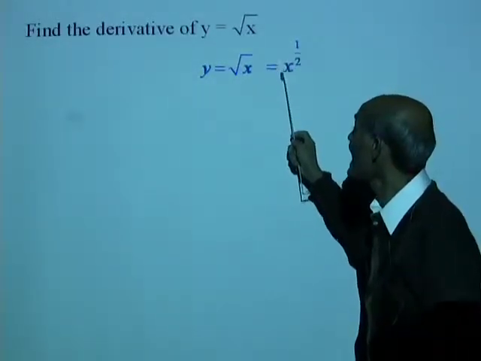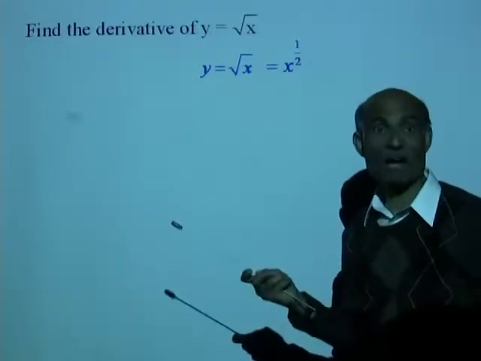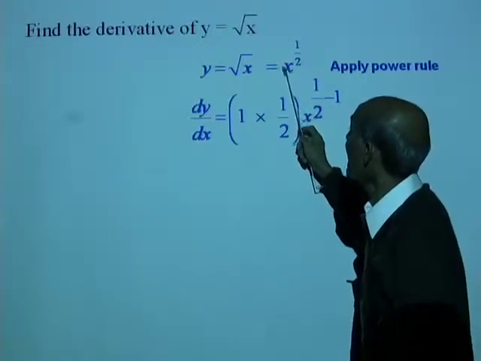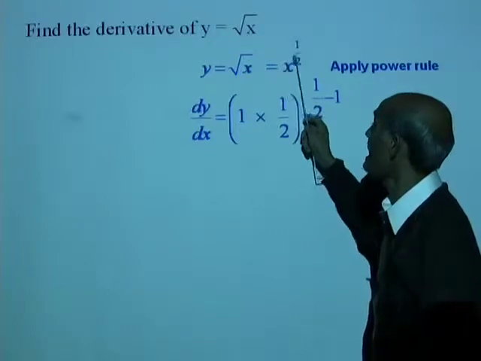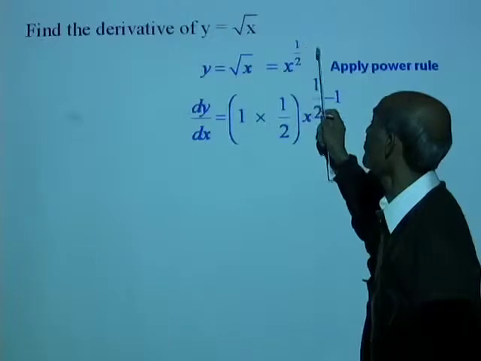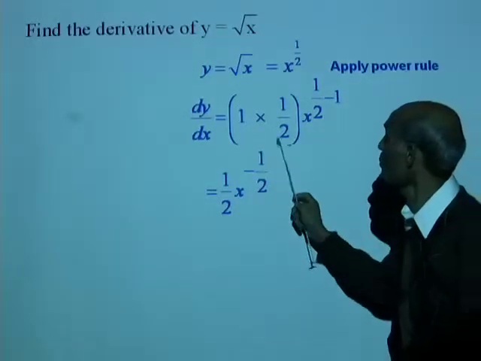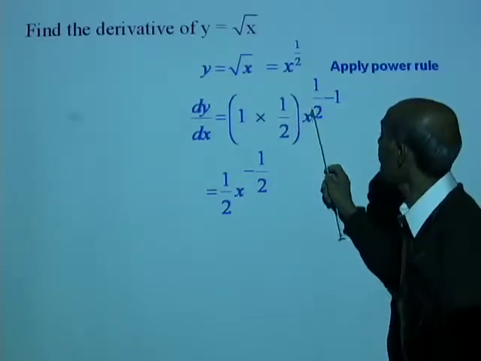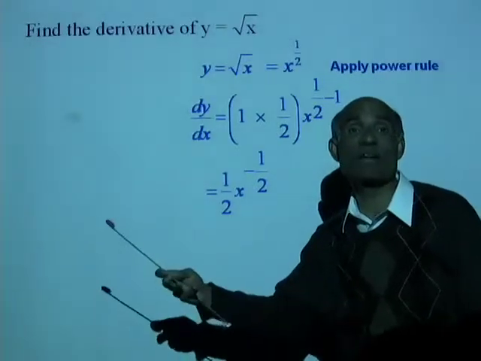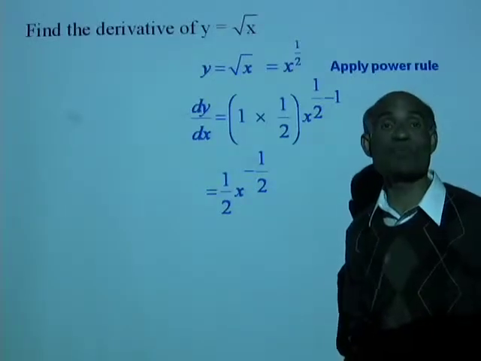So, in this case, a equal to 1, n equal to 1/2, you can use the power rule. So you have dy by dx equal to 1 multiplied by 1/2, a times n, times x to the power of n minus 1, 1/2 minus 1. And that will be, this is your 1/2. And what is 1/2 minus 1? 1/2 minus 1 is negative 1/2. So that will be 1/2 times x to the power of negative 1/2.